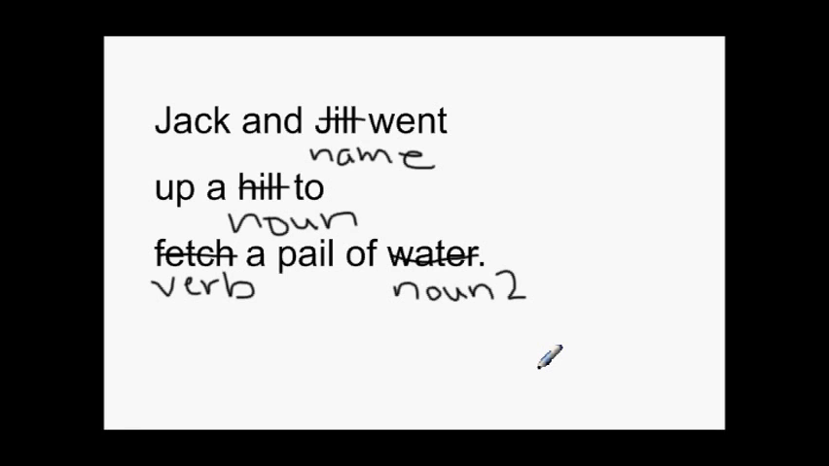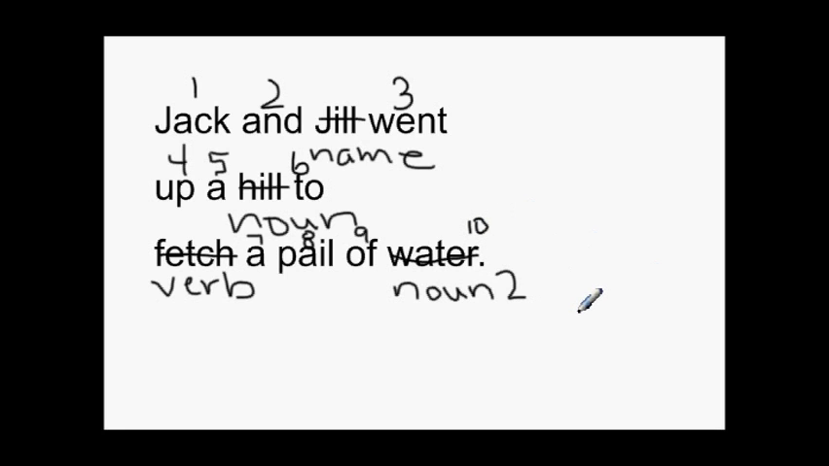When we create a Madlib, we need to number the words that are in the original document. So we're going to do that now. So this Jack is going to be number one, and is going to be number two. Remember, we're leaving out the name. So went is going to be number three. Up is the fourth word. A is the fifth word. Noun two is the sixth word because we're leaving out the noun. A is the seventh word. Pail is the eighth word. Of is the ninth word. And believe it or not, that period all by itself is going to be the tenth word.